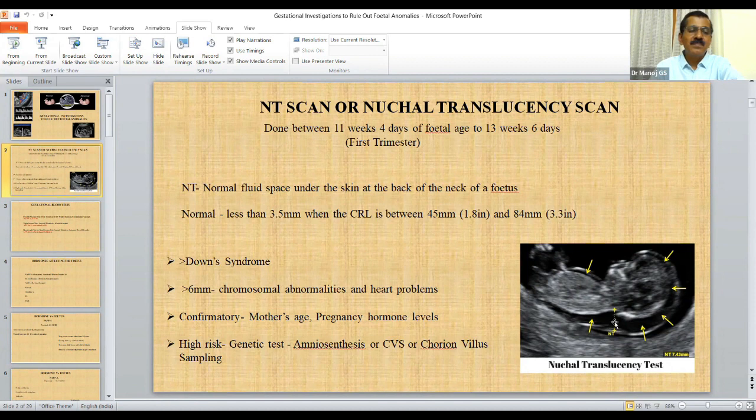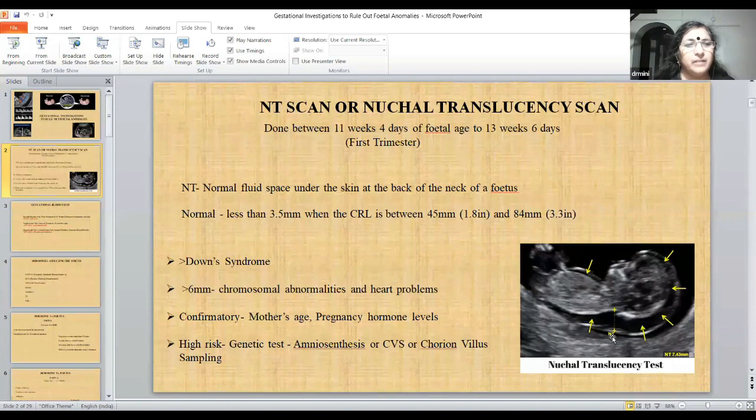Yes, okay. This space is called nuchal translucency. And this should have a correct measurement. Variation in this measurement will prove whether the child is normal or a Down's baby. Because if the measurement is higher, it is abnormal. The normal fluid space under the skin at the back of the neck of a fetus should be less than 3.5 millimeter when the CRL is between 45 millimeters and 84 millimeters, or 1.8 inches and 3.3 inches.